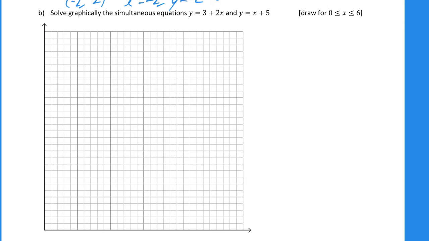This example, part B, says solve graphically the simultaneous equations y is equal to 3 plus 2x and y is equal to x plus 5. It said to draw from x equals 0 to x equals 6, so that's nice when they've given that for us. We can use that as a table of values in some way. First thing I'm going to do is mark on x equals 0, 1, 2, 3, 4, 5, and 6.